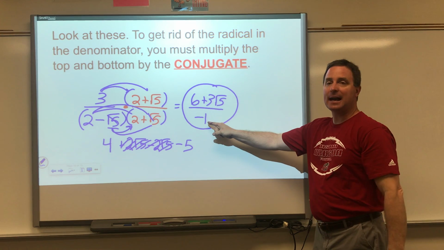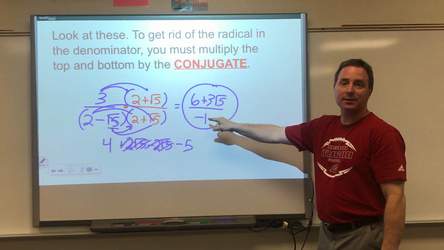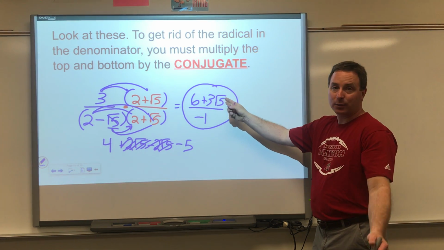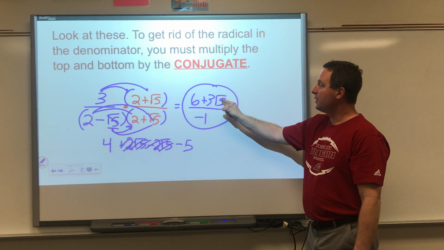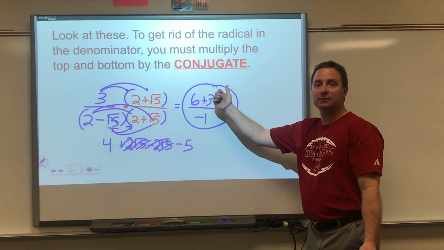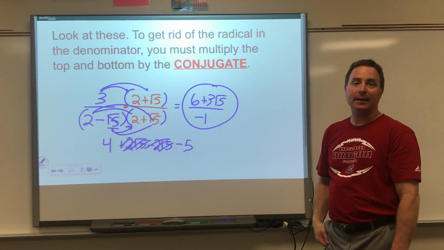Okay? And notice the denominator does not have any radicals in it. They're gone. So again, it's okay to have a radical in the top. The radical is simplified, nothing else can go in there, and we got it.